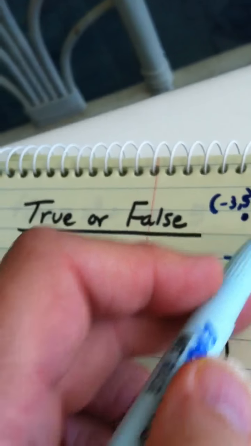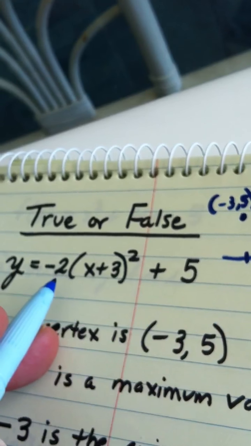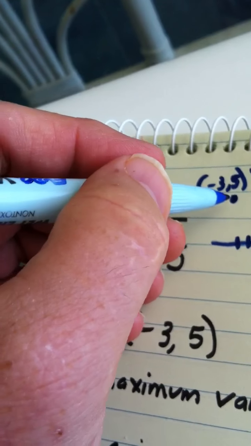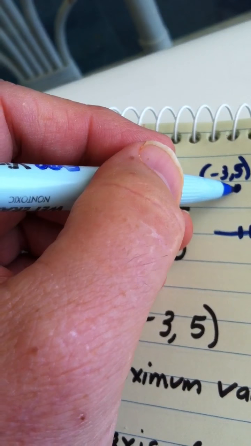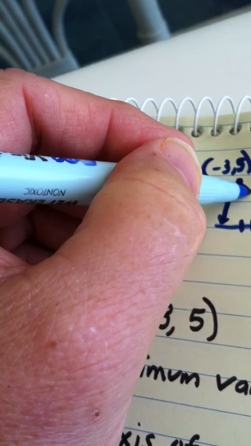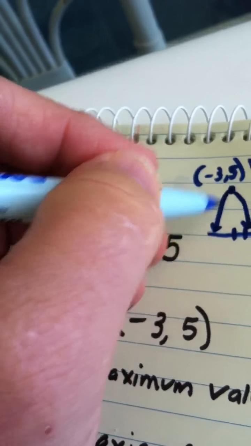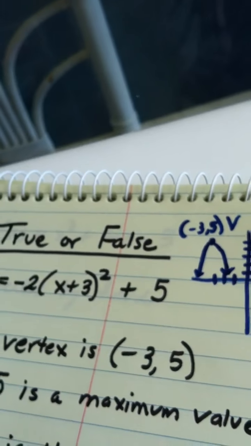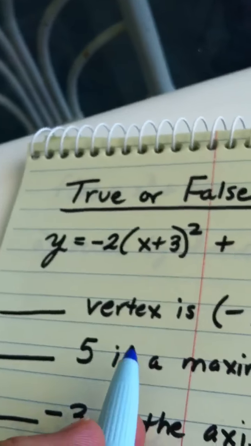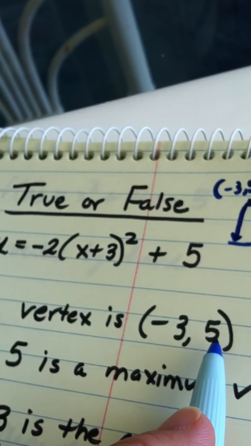Now I'm not going to draw an exact picture, like I'm not going to take the time to compute the y-intercept or anything. But basically what I have here is a parabola opening down, and it's going to be a little narrower, just to give you an idea, just a little narrower than our normal parabola. So the first question, the vertex is the ordered pair negative 3, 5.